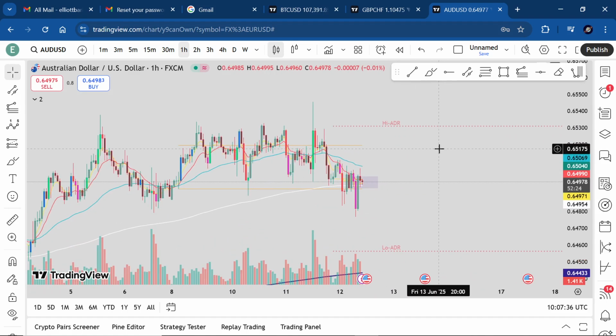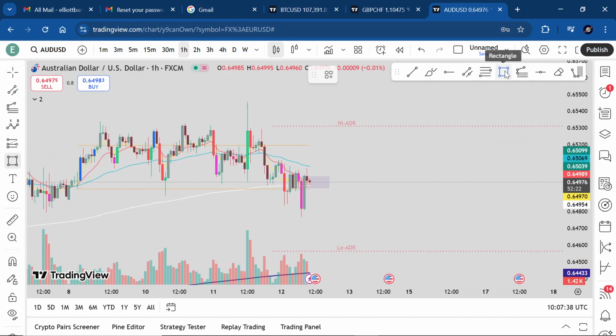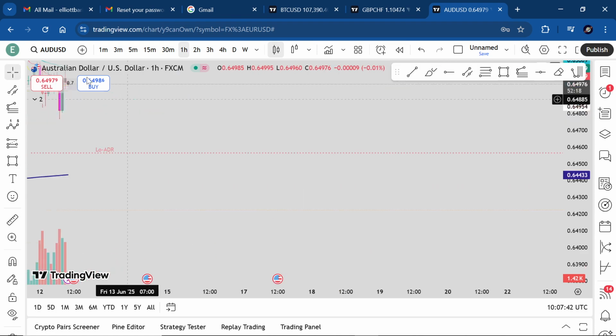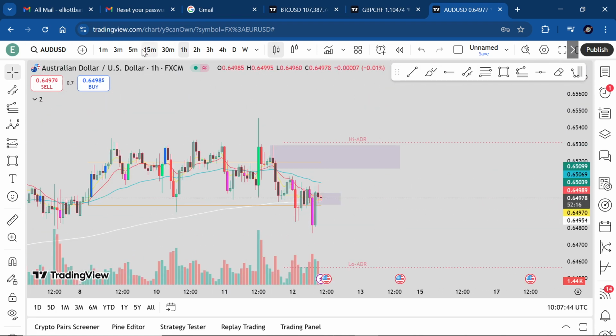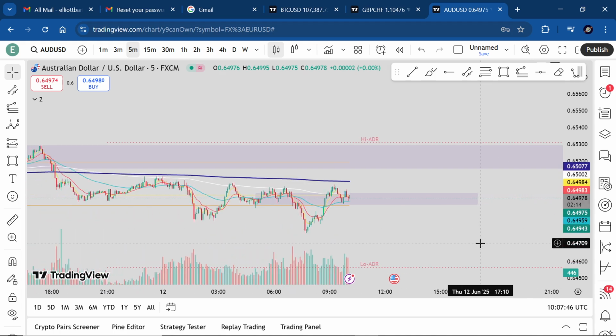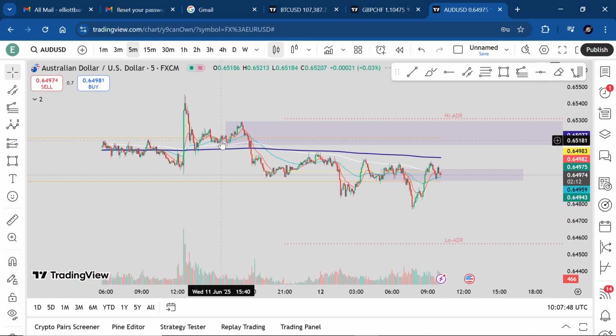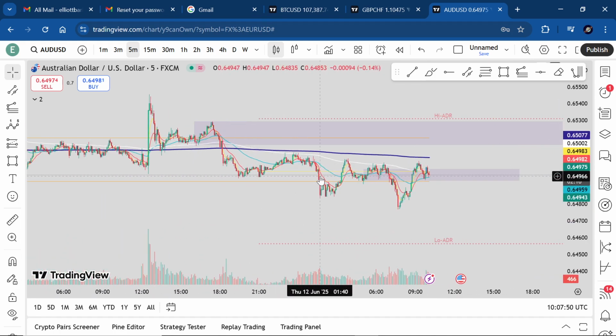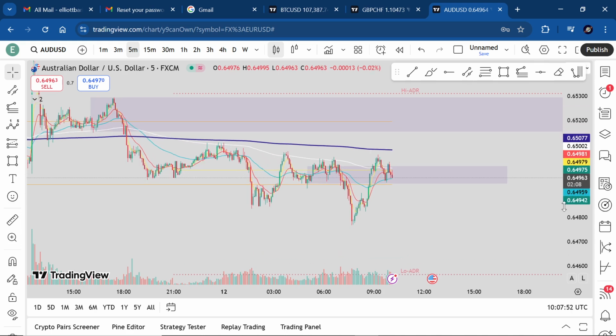Intraday, if you don't want stress, you've got this supply zone. You could come out of that supply zone. It's not going to give you the best RR. I would definitely aim to take out this high, but yeah.